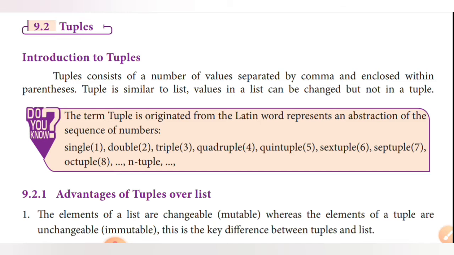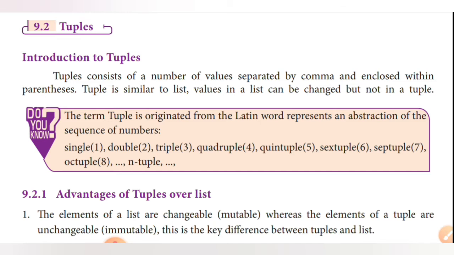A list is a collection of data, organized data. A tuple is also a sequence of values. Tuples consist of a number of values separated by commas and enclosed within parentheses. We already know a list is enclosed by square brackets, but tuples are enclosed by normal parentheses, that is normal brackets.